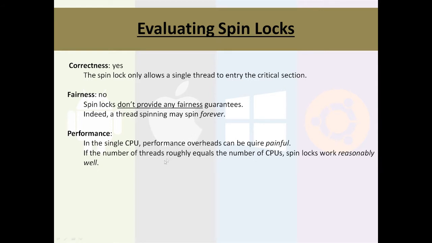Now, in terms of performance, on a single CPU, the performance overheads can be quite painful. But if the number of threads roughly equals the number of CPUs, spin locks work reasonably well. The idea is that if you can run more threads at the same time, it's not too bad to have multiple threads waiting. So it scores well in correctness, poorly in fairness, and averagely in performance.